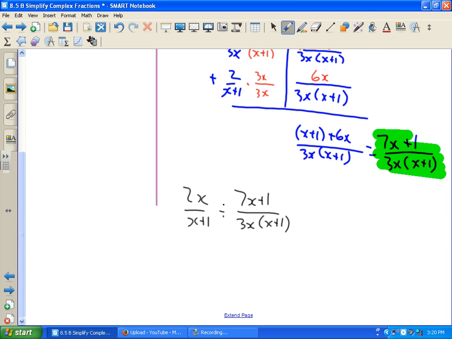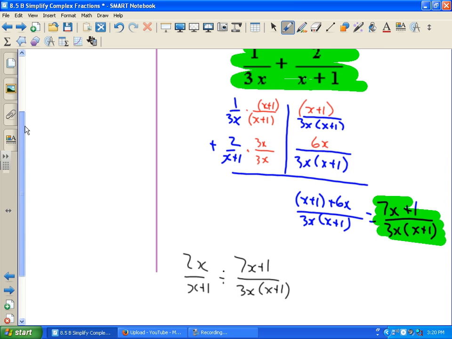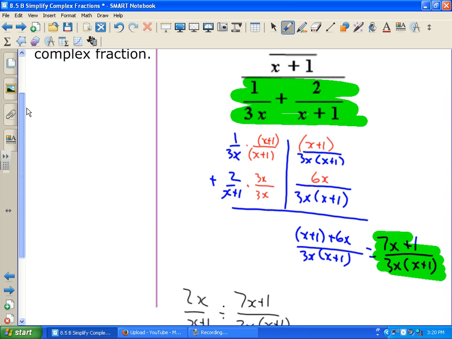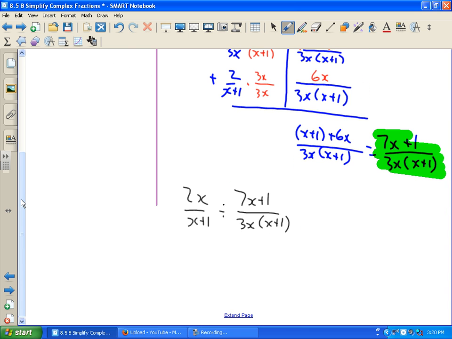So again, all of this skill work today is Algebra 1 skill work. We're just putting, again, 5, 6, 7 steps together in one problem. Here comes my rewrite. That's 2x over x plus 1. Division becomes multiplication. That's 3x times x plus 1. And that's over 7x plus 1. Again, multiplying by the reciprocal.